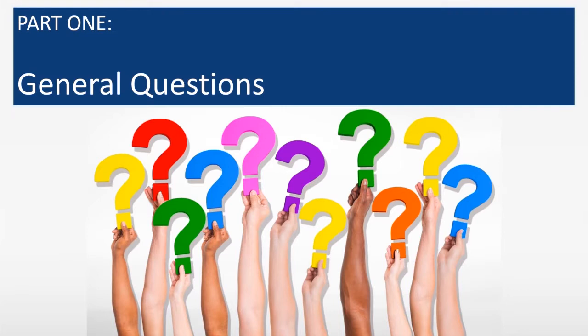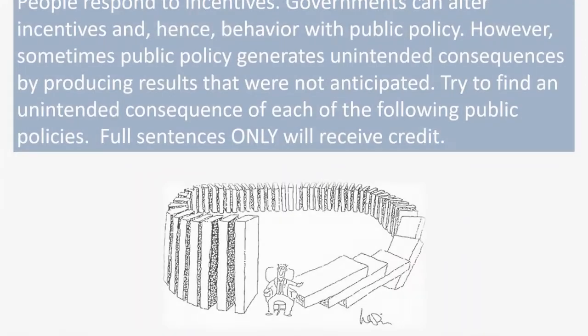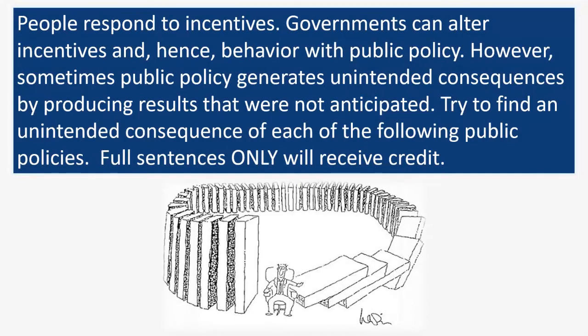We're going to start with the general questions. And the first question, or the instructions, was people respond to incentives. Governments can alter incentives, and hence behavior with public policy. However, sometimes public policy generates unintended consequences by producing results that were not anticipated. Try to find an unintended consequence of each of the following public policies. Full sentences only will receive credit. And of course, everyone is going to have a different answer.